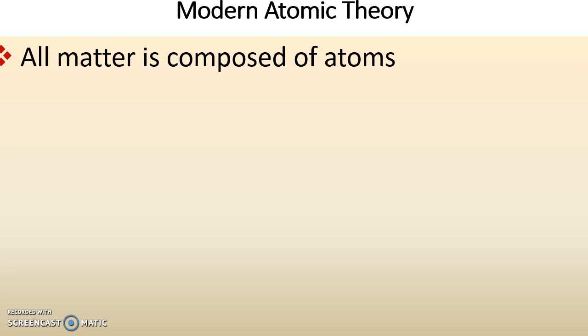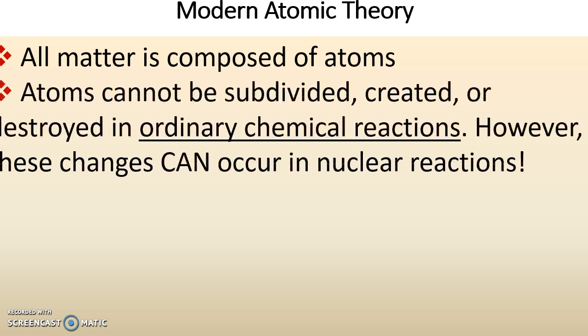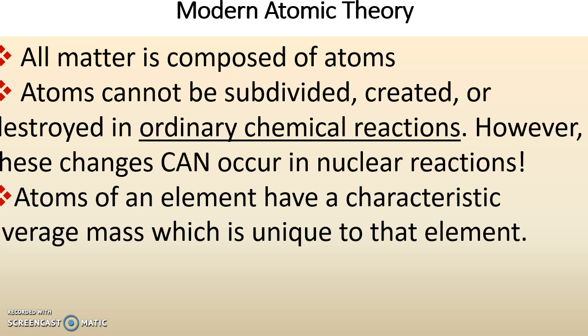So we know all matter is composed of atoms. Atoms cannot be divided, created, or destroyed in our ordinary chemical reactions. We refer to this as the law of conservation of mass. But we know now that these can occur in nuclear reactions. So when you have a nuclear reaction, you are actually splitting or dividing an atom.